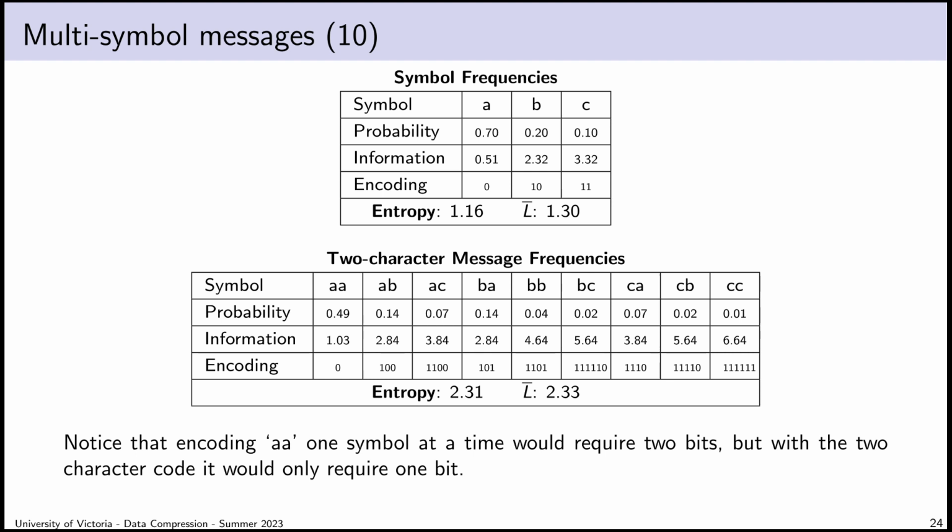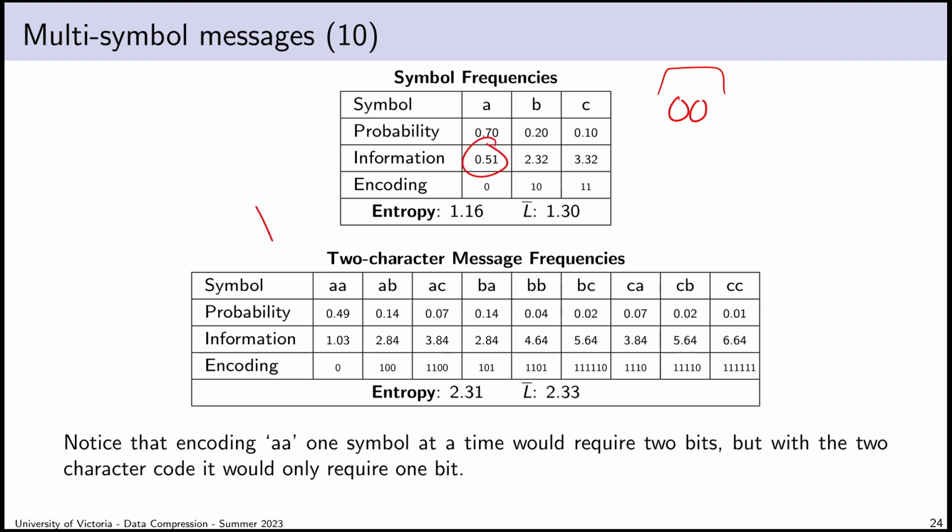So for example, A has an information content of 0.51. That means A deserves to be encoded in 0.5 bits. We just can't do that with prefix coding. So if I encode two A's with this model, it gets encoded into 2 bits. And yet, these 2 bits only contain about 1 bit of real information.